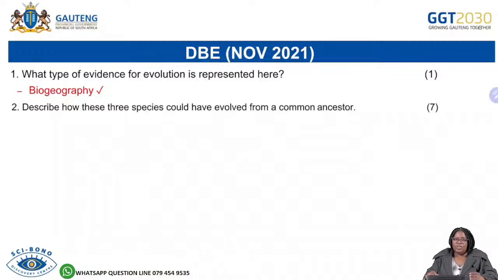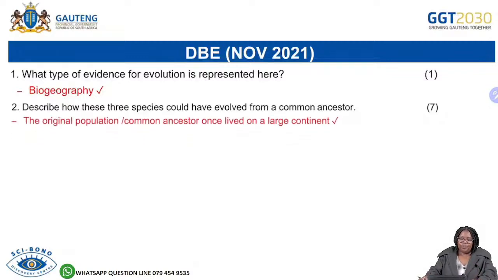For speciation to take place as a process, you think of what? Common ancestor. Geographical barrier. Formation of new species, right? Describe how these three species could have evolved from a common ancestor. Those were three related dogs, right?